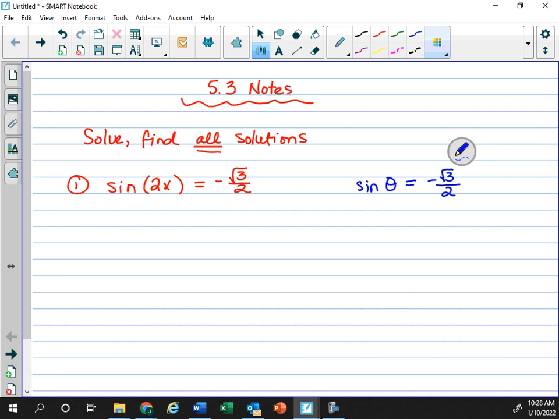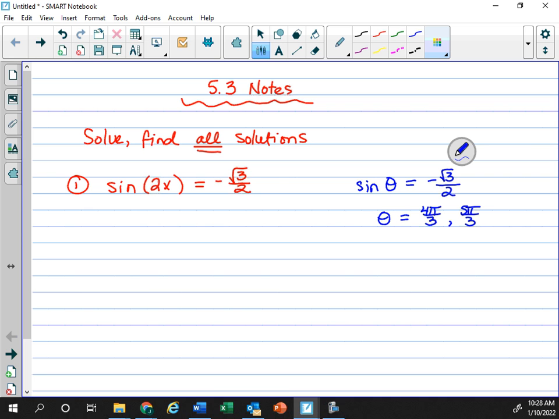So if we're thinking just our unit circle, where does sine equal negative root 3 over 2? What are the two angles where that happens? Do we know, guys? Where is sine negative root 3 over 2? 5 pi over 3? Yes, I heard both of those. So 4 pi over 3 and 5 pi over 3. Okay, so far nothing new. That's just knowing your circle.